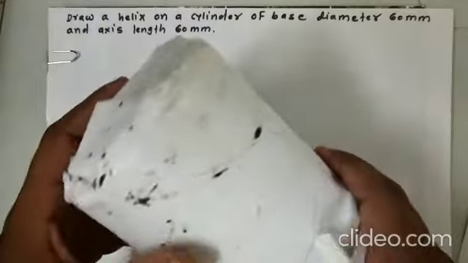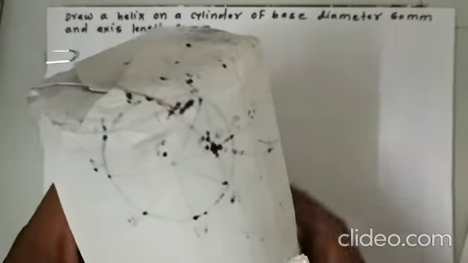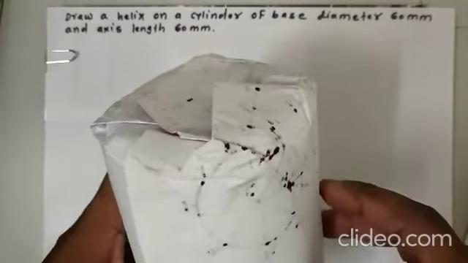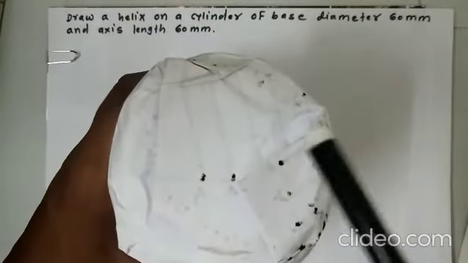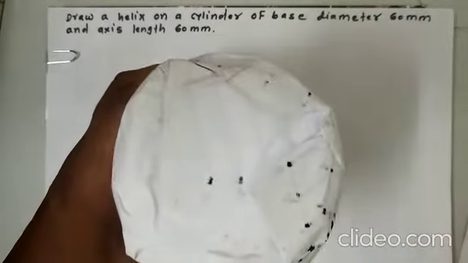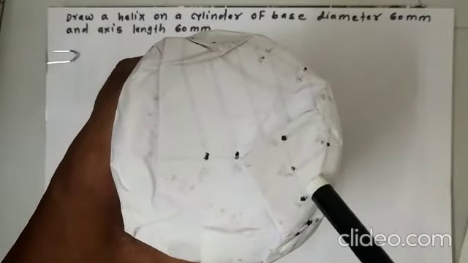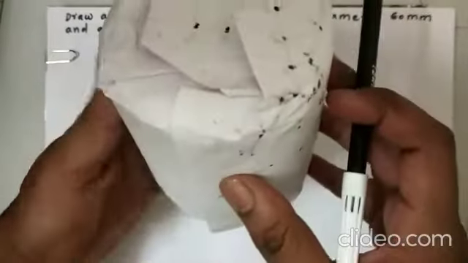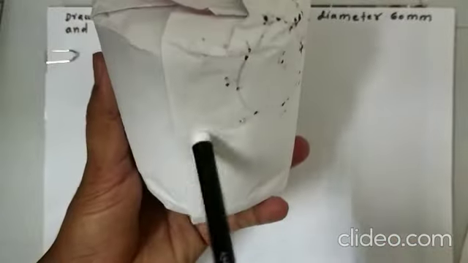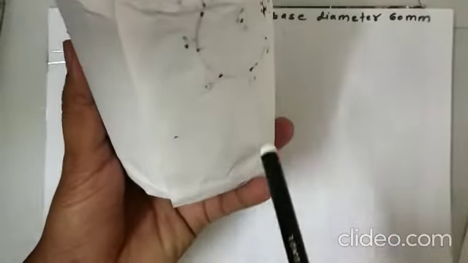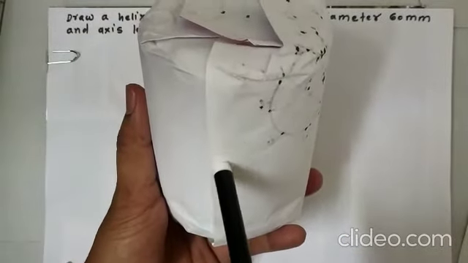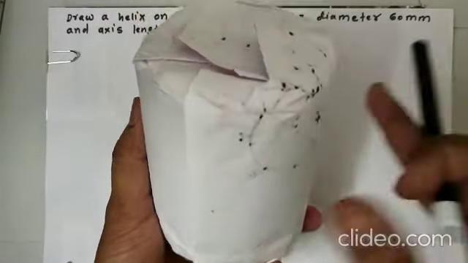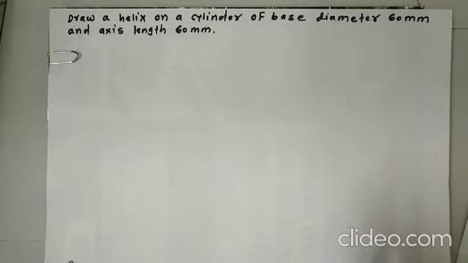Okay, so initially we need to construct the top view and front view. If you observe this cylinder from the top, what will you see? You will see one circle. So this circle we need to draw in the top view. And if you observe this object from the front, you will see one rectangle. That we need to draw in the front view. So let's begin with constructing the front view and top view for the cylinder.